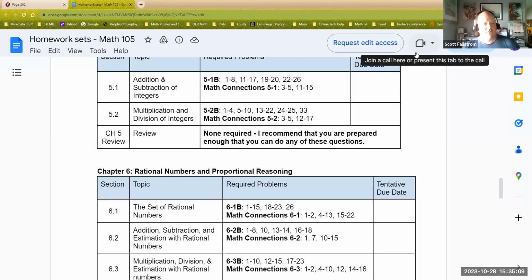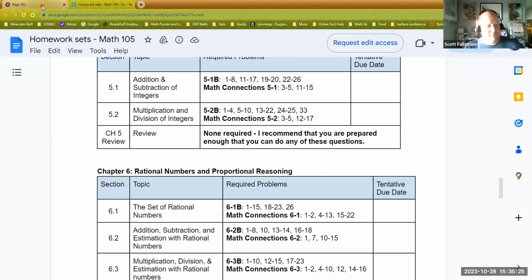Hello, students. Section 5.2 homework. So I've got 1 through 4, 5 to 10, I guess 1 through 10, 13 to 22, and 24, 25, and 33. Let's take a look and see what's coming up in 5.2.